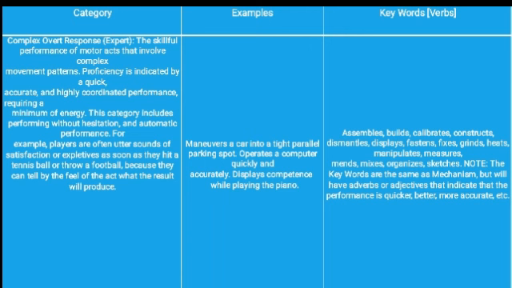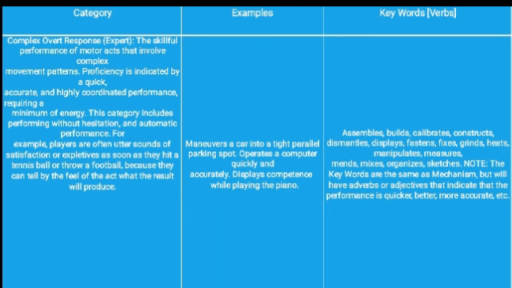Complex overt response or expert: the skillful performance of motor acts that involves complex movement patterns. Proficiency is indicated by a quick, accurate, and highly coordinated performance requiring a minimum of energy. This category includes performing without hesitation and automatic performance. For example, players often utter sounds of satisfaction or expletives as soon as they hit a tennis ball or throw a football, because they can tell by the feel of the act what the result will produce.